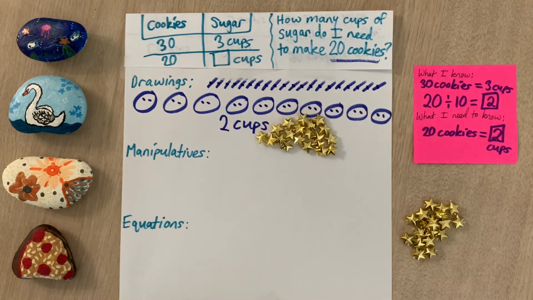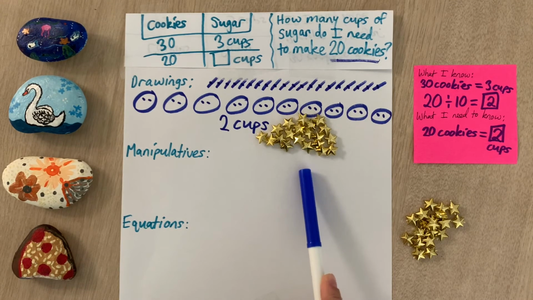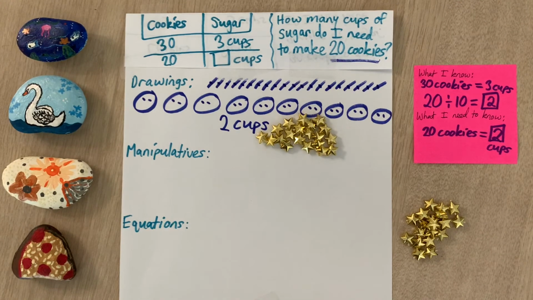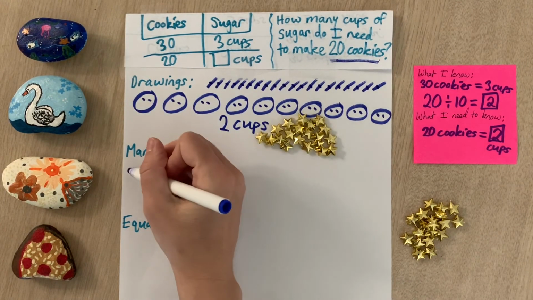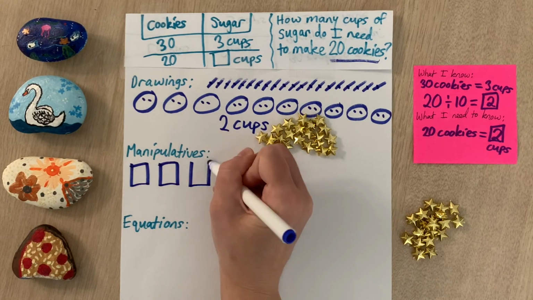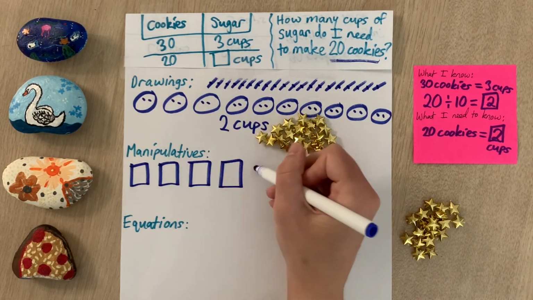All right, so after you have 20 of your manipulatives, our next step is going to be to create 10 groups, because 20 divided by 10 is what we're solving for. So 10 circles, squares, whatever you like. I think I'm going to do squares this time. And you can draw these on your piece of paper as well.